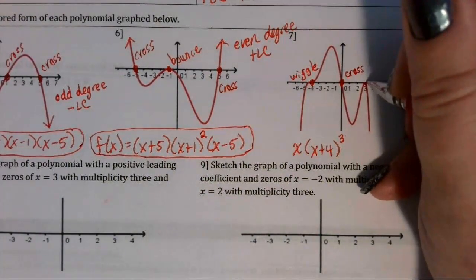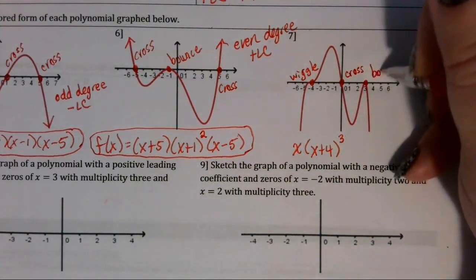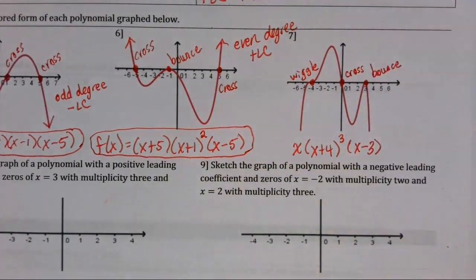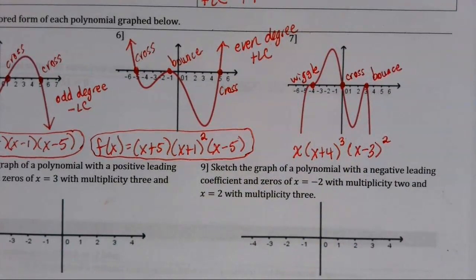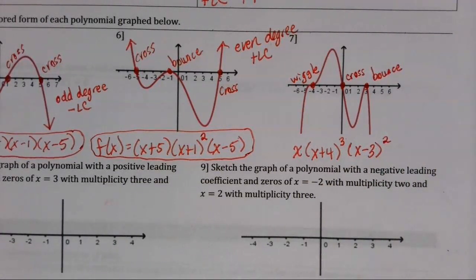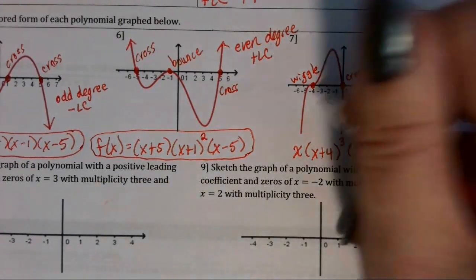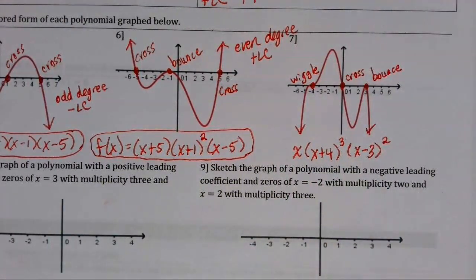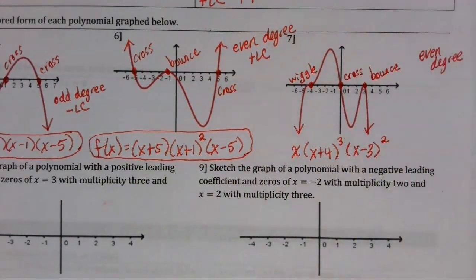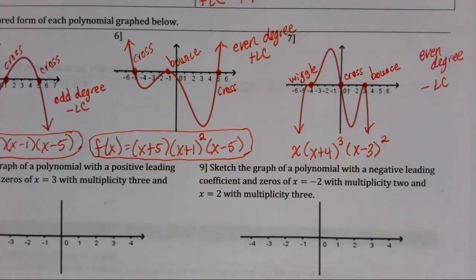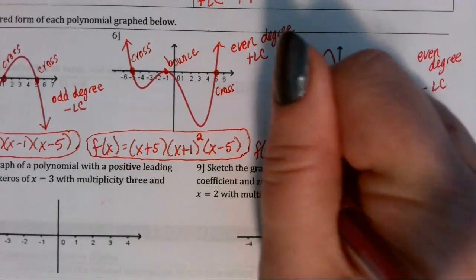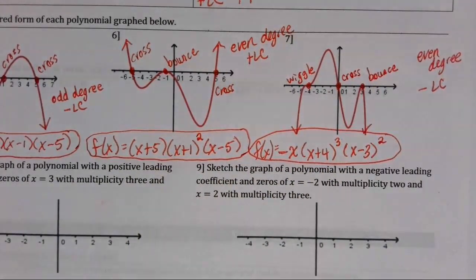Then here at the origin, we have a cross, and so that's a linear factor of x. Then at +3, there is a bounce, and that has to have even multiplicity. So the factor x minus 3 needs an even exponent greater than 1. I'm going to use 2 for the least degree, but a 4, 6, 8, 10, 12, any of those would be fine. Then looking at our end behavior, both ends are headed down toward negative infinity. So we know this is an even degree polynomial with a negative leading coefficient. And so I need a negative out front, and that would be the equation of the graph in factored form.